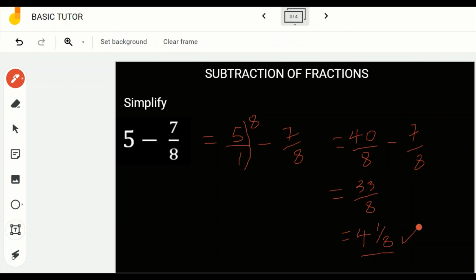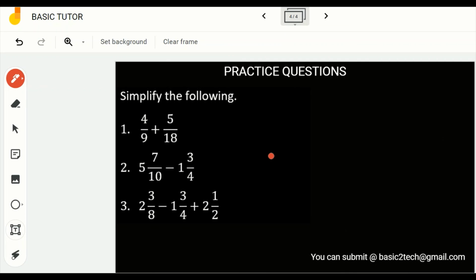So as you can see, we use the same techniques to add and subtract fractions. Here are some practice questions. You can do these questions on paper or on your computer, and you can send the solutions to this email address, and we shall respond to you as soon as possible.